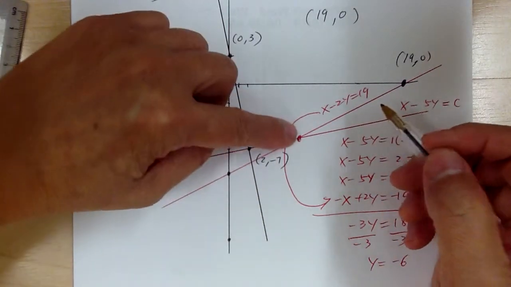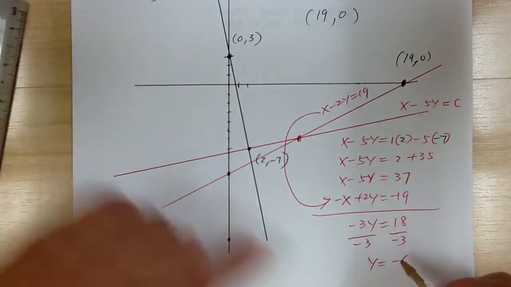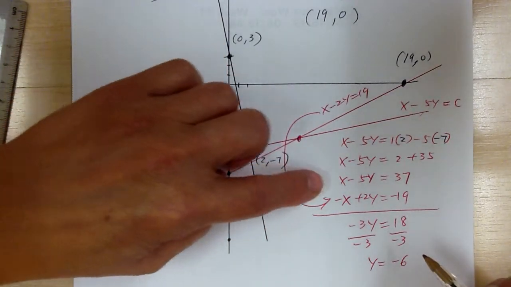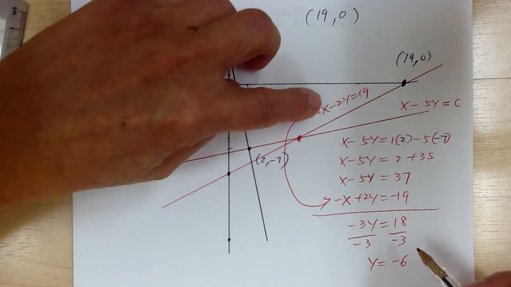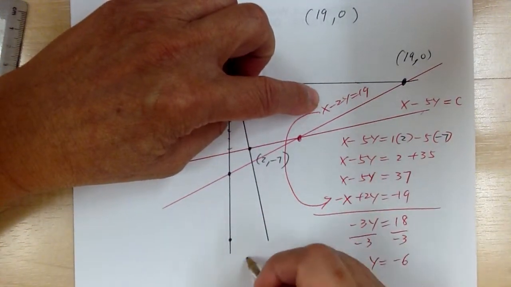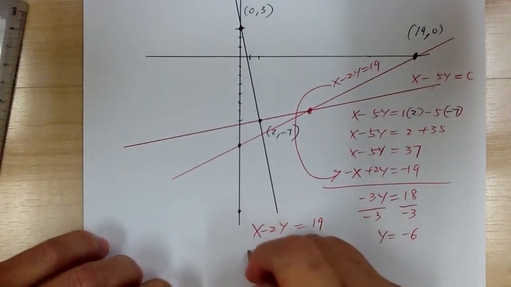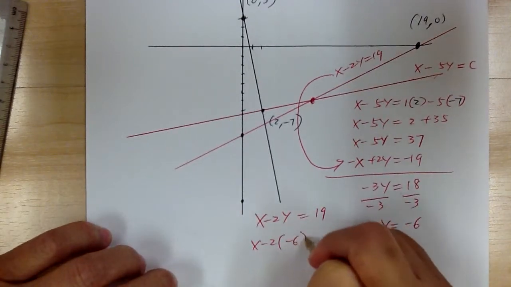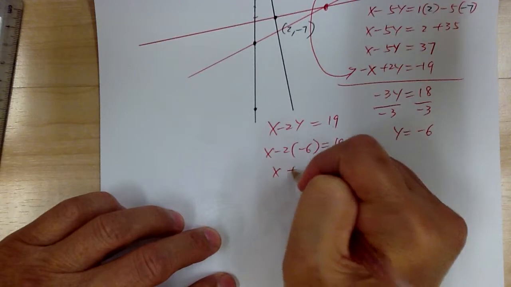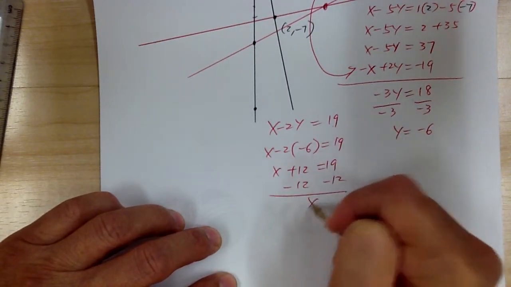So you look, it's reasonable. Y is negative 6, yeah, it's about right. Okay? And then you substitute into one of the equations. Okay, let's use this one. So I have x minus 2y equal to 19. Substitute this into here. Okay, so x plus 12 equal to 19, so minus 12 minus 12, so x equal to 7.